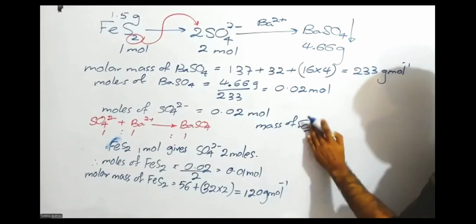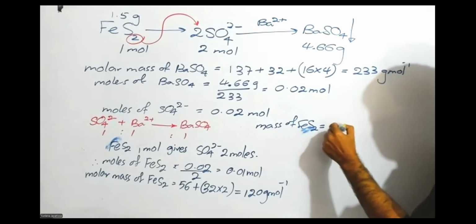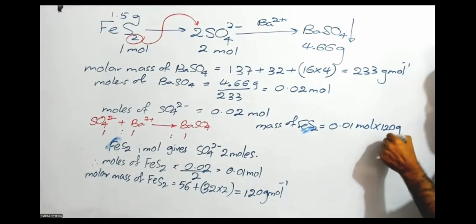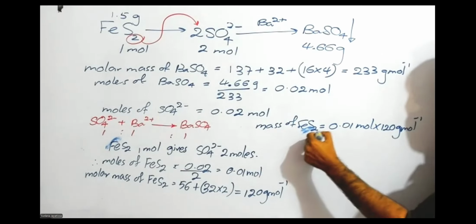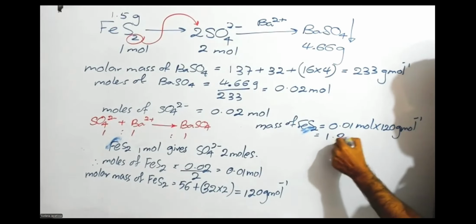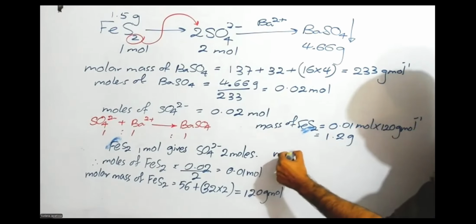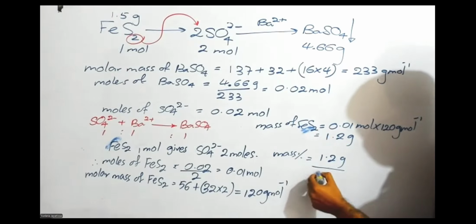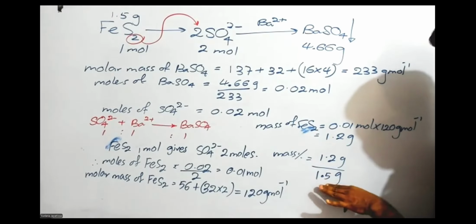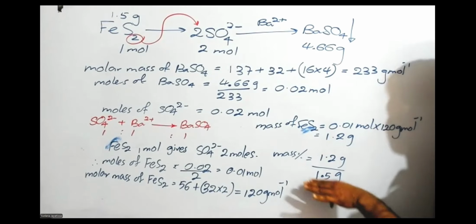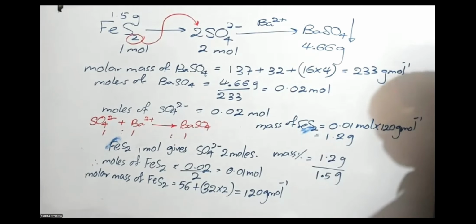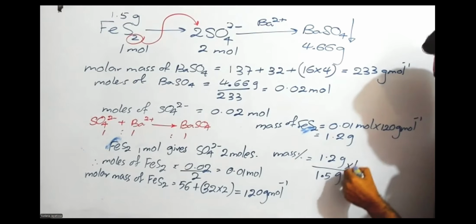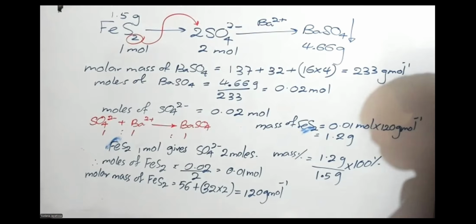So let's find out the mass of FeS2. Mass of FeS2 is equal to 0.01 mole multiplied by 120 grams per mole, so it's 1.2 grams. Then you can find the mass percentage. The total mass of the sample is 1.5 grams. So out of a 1.5 gram sample of iron pyrite, you have only 1.2 grams of FeS2. That means the others are impurities. Understood? Then I multiply that by 100.